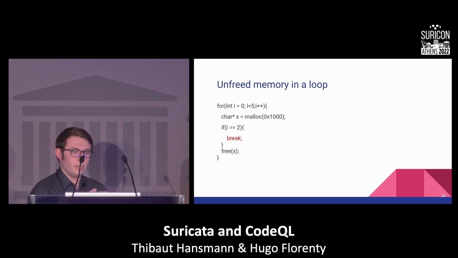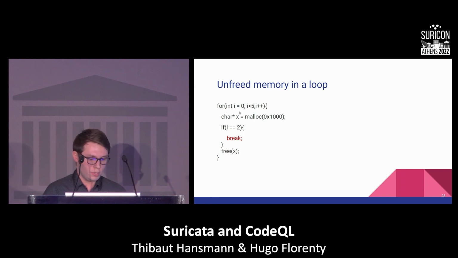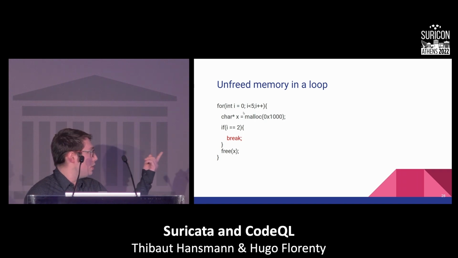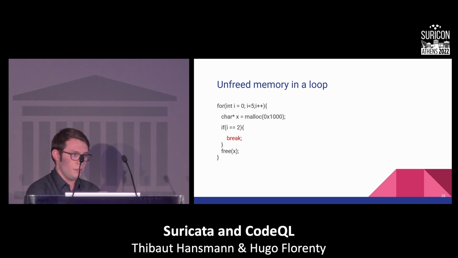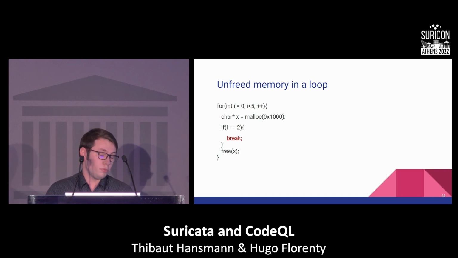Then I'll talk about the two other queries we've written. The first is about unfreed memory in a loop. As you can see here, in this case, once we have i equal to 2, we break out of the loop and don't free the array, which is a mistake that will give unfreed memory.